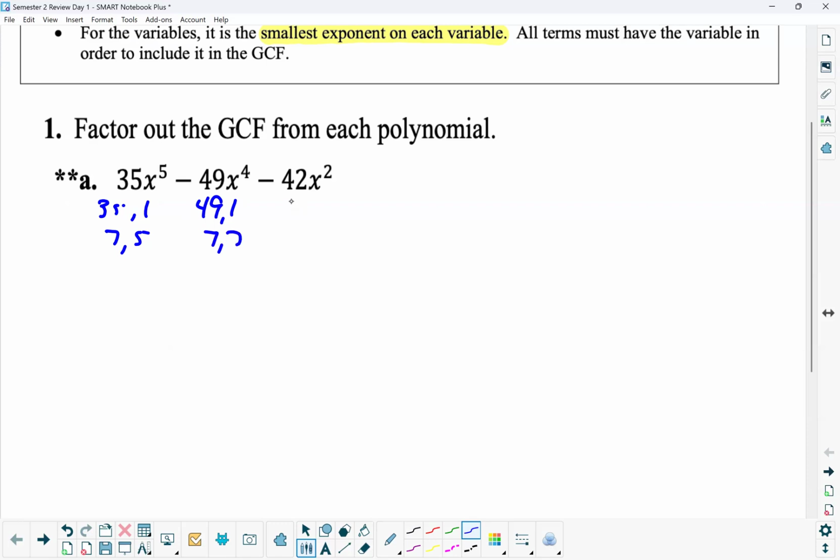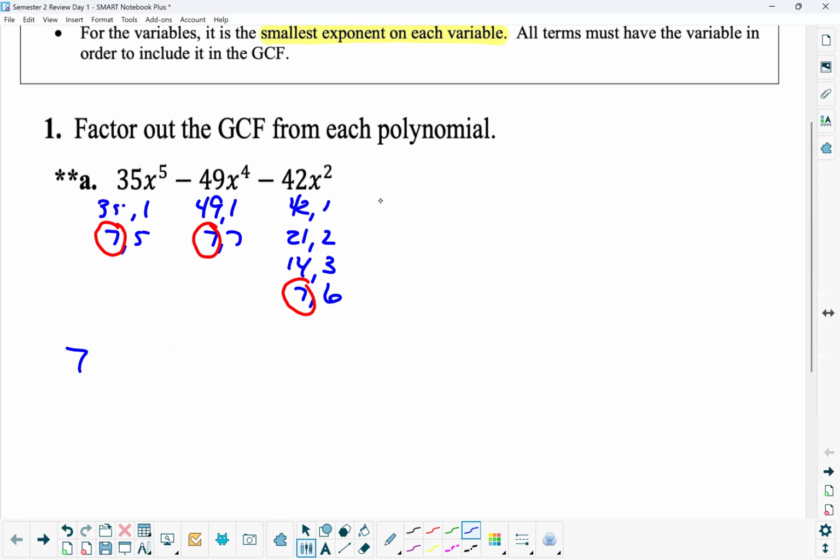For 42, we'd have 42 and 1, 21 and 2, 14 and 3. 4 is not going to work. 5 is not going to work. 6 will work. We'll get 7 and 6. So if I look, the largest number in all three factor pairs is 7. So 7 is going to be part of our greatest common factor.